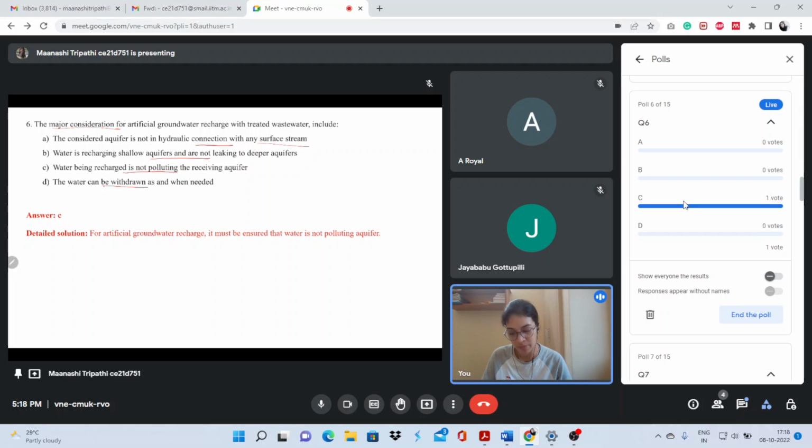We'll see the solution. So the solution is C. This is what our target is. That the water should be as clear as possible so that it is not polluting the receiving aquifer, so that whenever required we can use it. And these other things are not taken into consideration. Okay. If the water is clean enough, it can be blended with aquifer water and we can use it whenever required.